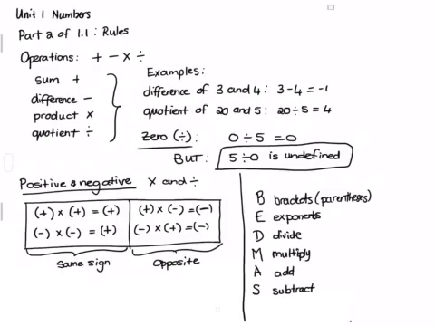And what this means is you have to do the stuff in brackets, in parentheses first. Then you have to work out your exponents. But then divide and multiply, actually you have to do them in order from left to right. So if I give you 12 divided by 6 times 2, you have to first do 12 divided by 6 and times your answer by 2.